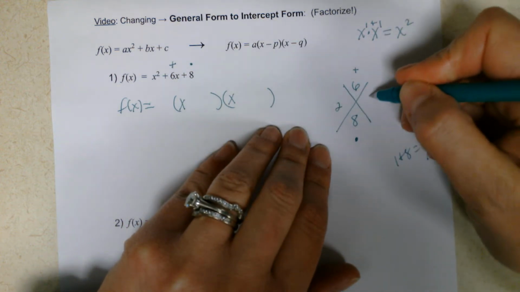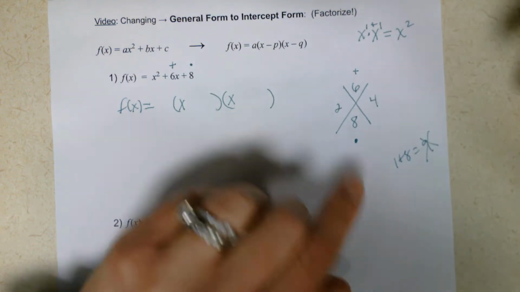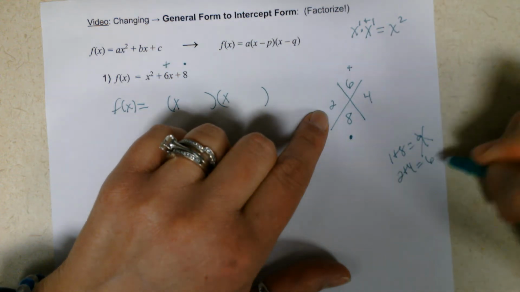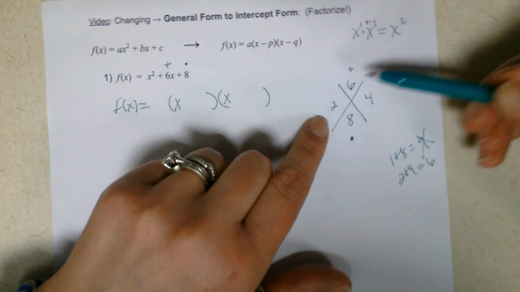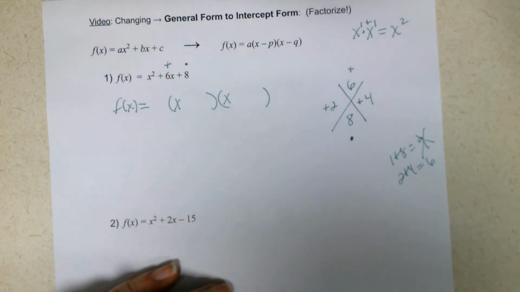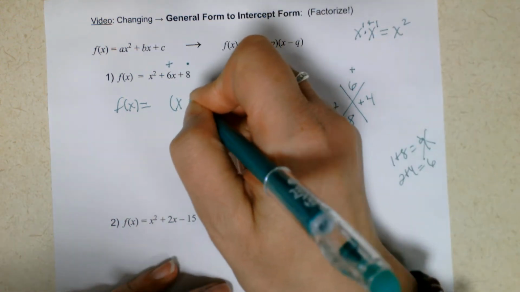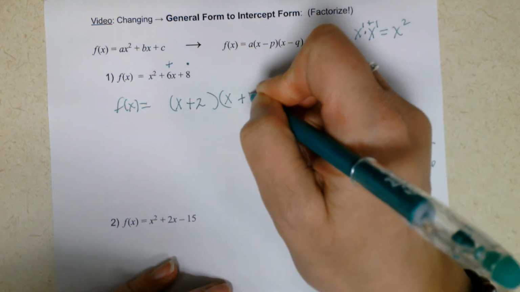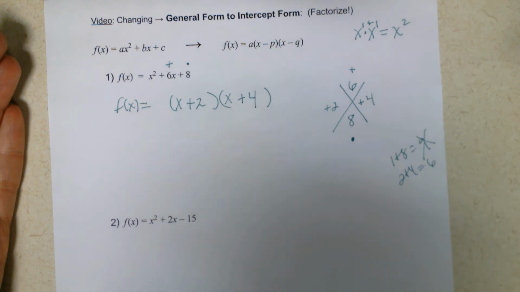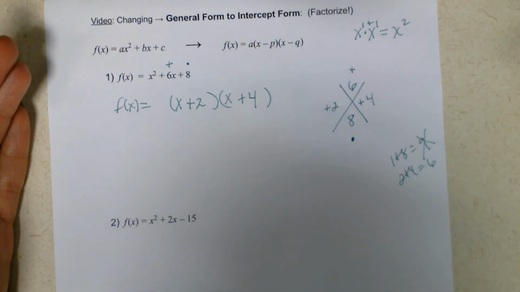Let's try 2 and 4, because 2 times 4 is 8. What is 2 plus 4? Is 2 plus 4 6? Yep, 2 plus 4 is 6. We got it. And notice these are both positive, positive 2 and positive 4. So what we're going to write in here is positive 2 and positive 4. And guess what? We just factored for the first time together, you and I.